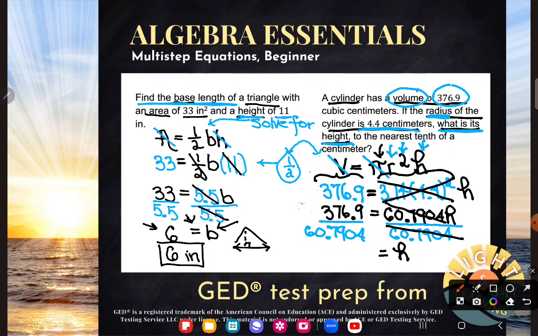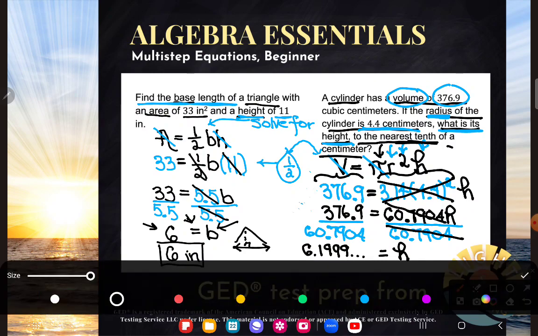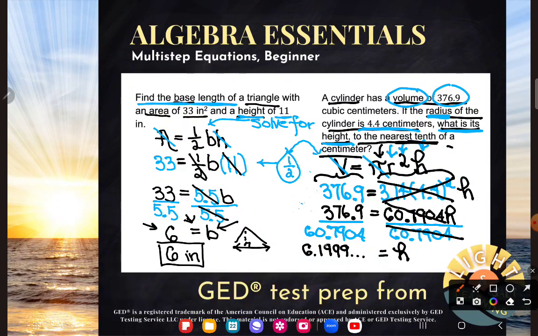376.9. Be careful with your calculator. Don't be like Kate. Divided by 60.7904 equals 6.1999, yada, yada, yada. That's pretty ugly. Do we have any rounding directions? Let's see. What is its height? Oh, here we go. To the nearest tenth of a centimeter. They want it rounded to the tenths place, to 1 decimal place. And so my number is going to end at the tenths place.